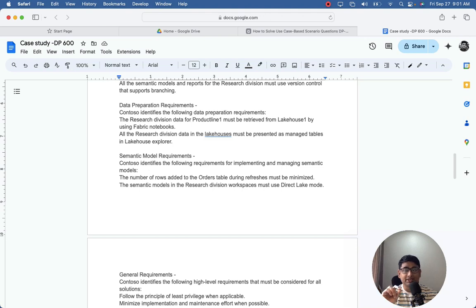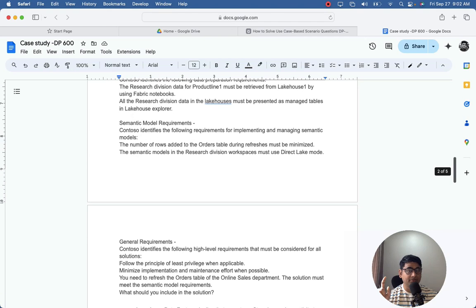So the organization identifies the following requirement for implementing and managing semantic models. The number of rows added to the order table during refresh must be minimized. See, so they are talking about incremental load. They are not talking about the full load all the time. So they don't want to insert the rows all the time. Okay, it should be minimized. So start thinking now, what is the best solution for this? The semantic model in the research division workspace must use direct lake mode. Okay, what is direct lake mode?